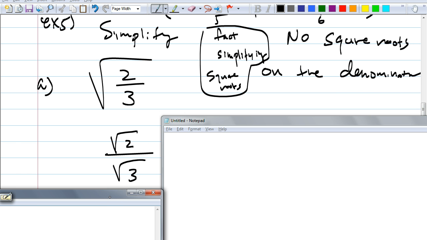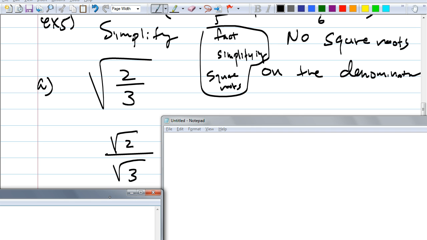But Anais, we said that this isn't simplified, right? Why not, Anais? Yeah, like have the square roots over each other. No? Yes. You cannot have square roots on the denominator. As you can see, I have square root of 3 on the denominator, right? And so this isn't simplified. Okay, so what do we do?